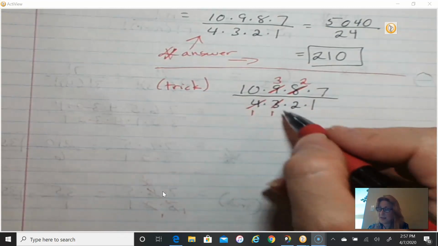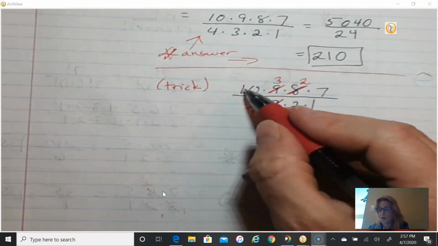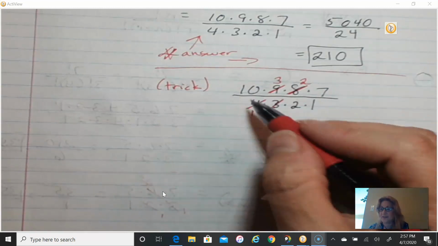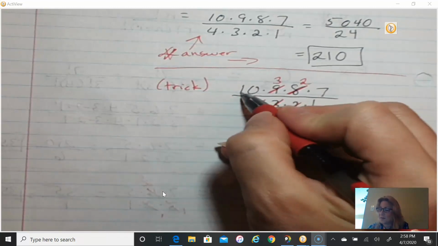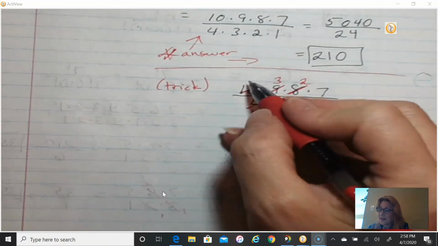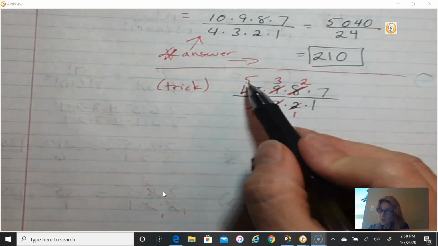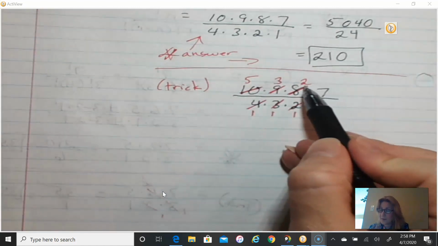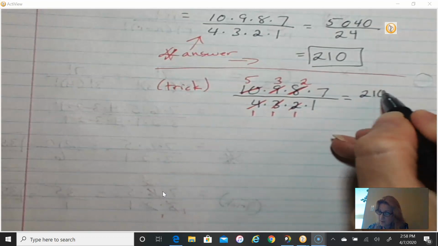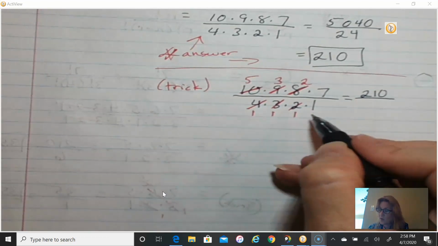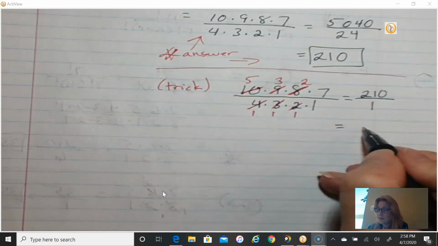And we can do 2 and 10. It's your choice, whatever works. You could even do 2 into 8, but see, 4 can't go in there evenly. So I like to use up as much as I can. 2 goes into 2 one time. 2 goes into 10 5 times. Now, 5 times 3 times 2 times 7 gives you 210 over 1 times 1 times 1 times 1. There you go.